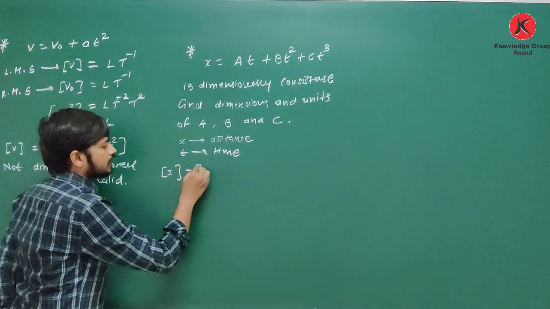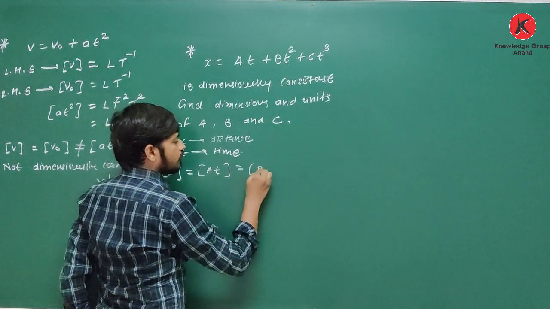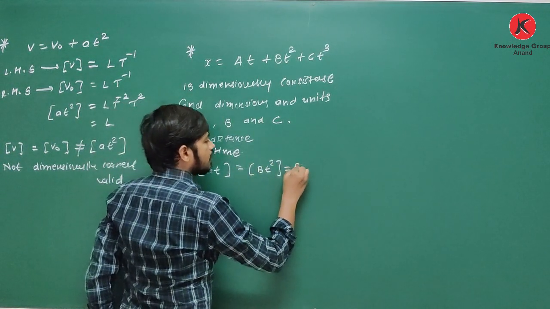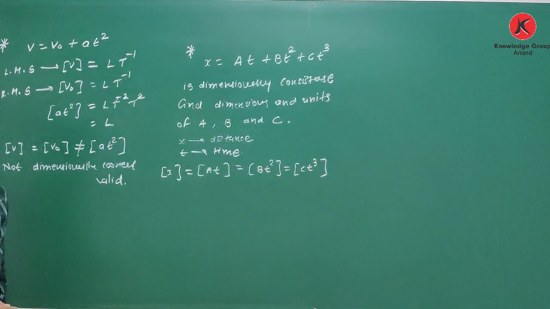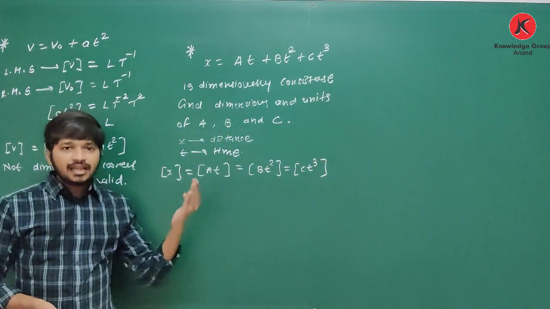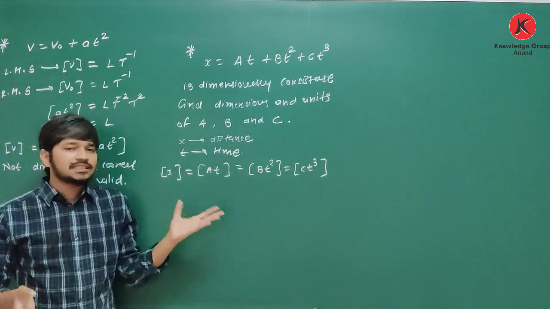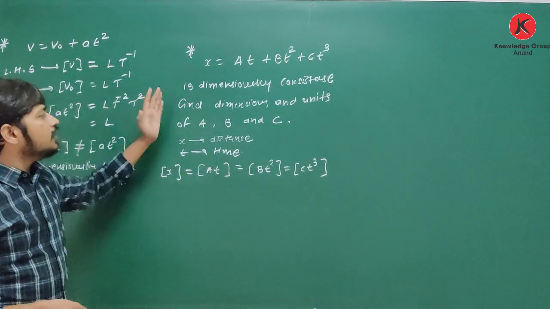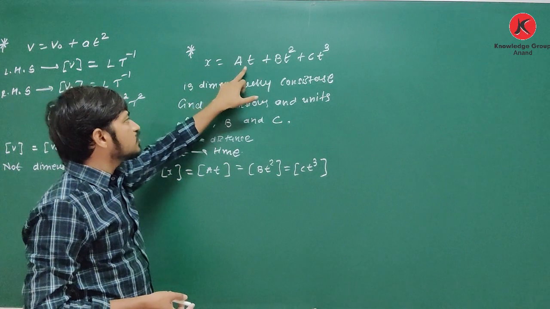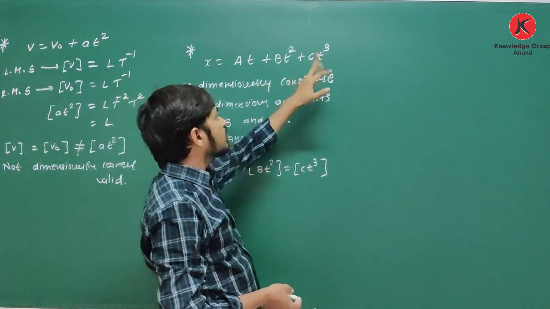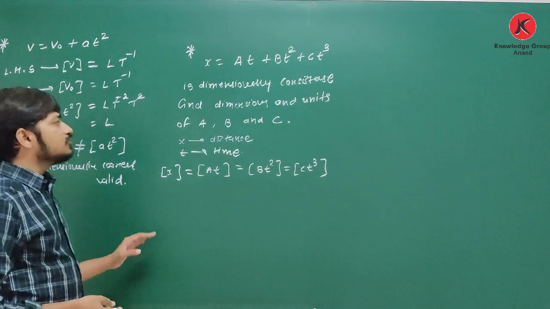The dimension of x is equal to the dimension of AT, which is equal to the dimension of BT square, which is equal to the dimension of CT cube. Clear about this? If each and every term has the same dimension, then it is dimensionally consistent. So if it is already given that the equation is dimensionally consistent, it means the dimension of x is equal to the dimension of AT, equal to that of BT square, equal to that of CT cube. Clear? Now how to find the dimensions and units of A, B and C?